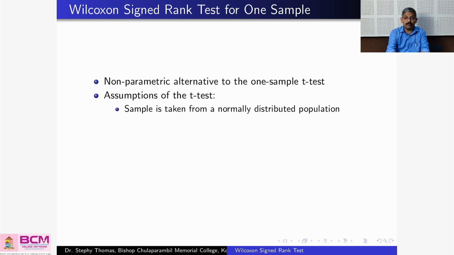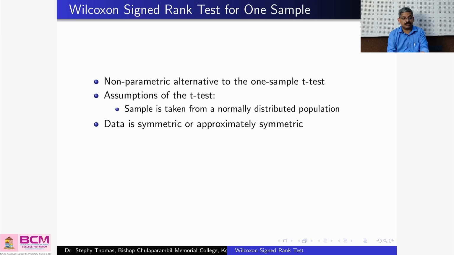We know that a primary assumption of the t-test is that the sample comes from a normal population. This may not always hold good, especially when we are dealing with a variable like the number of accidents or number of petals. The only assumption in the Wilcoxon signed rank test is that the data comes from a symmetric or approximately symmetric population.